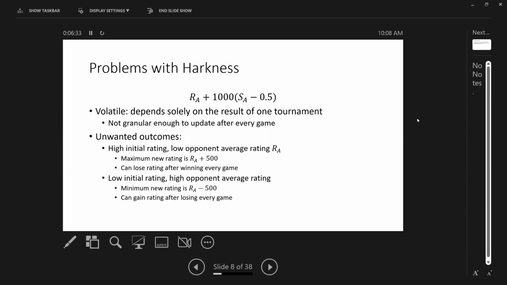You could start with a really low initial rating, but attend a tournament that's way beyond your level, lose every game, and gain rating points. That should not be possible.